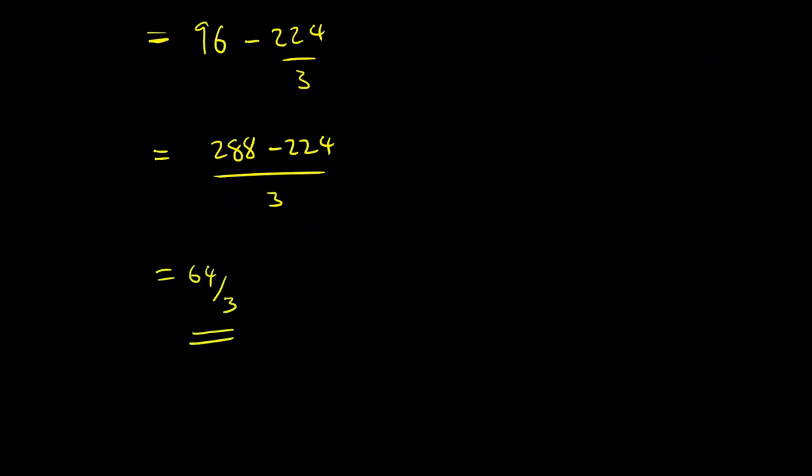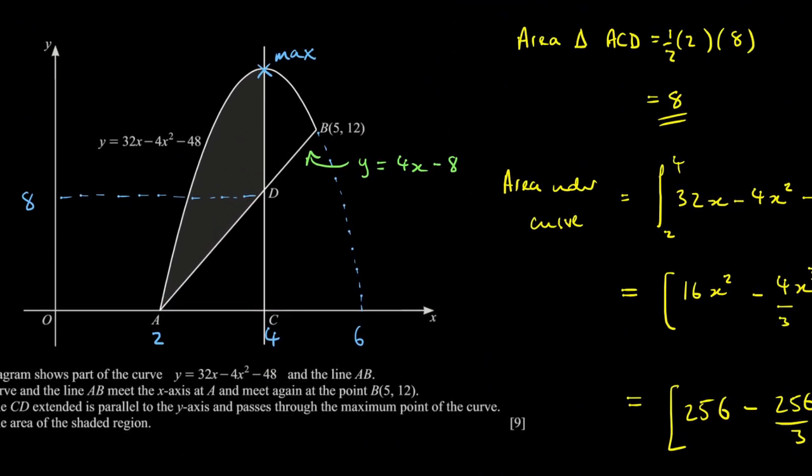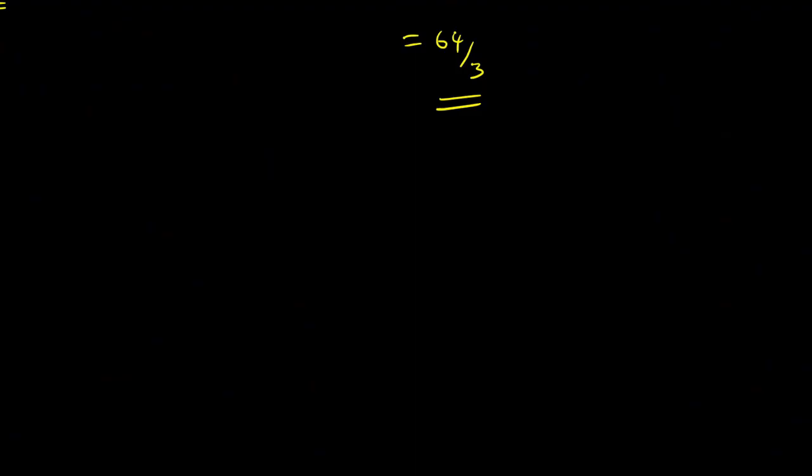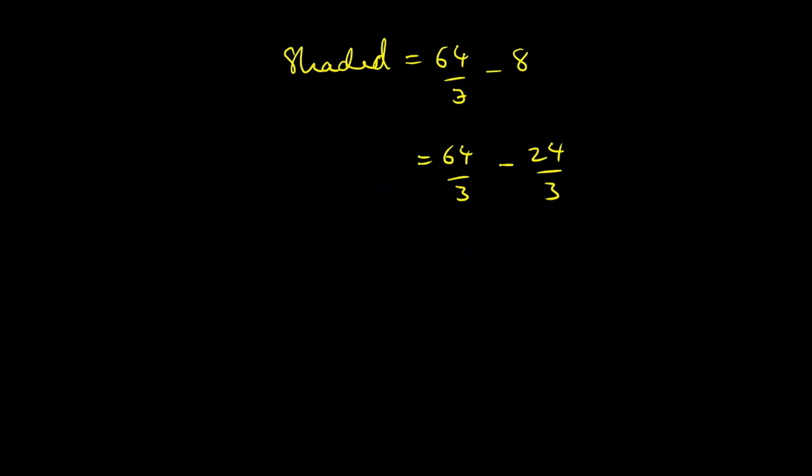And what is the area that I'm looking for? Well, it's going to be that 64 thirds minus the 8, isn't it? Right, for the area of the triangle. So the shaded area is going to be equal to 64 thirds minus 8. So that's going to be 64 thirds minus 24 thirds, which is going to be 40 thirds.